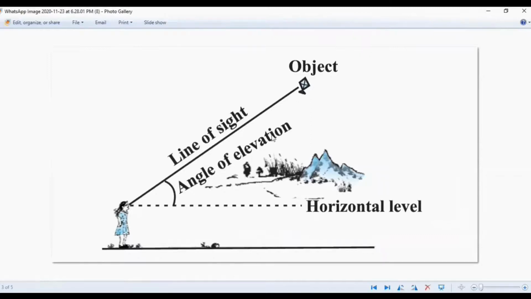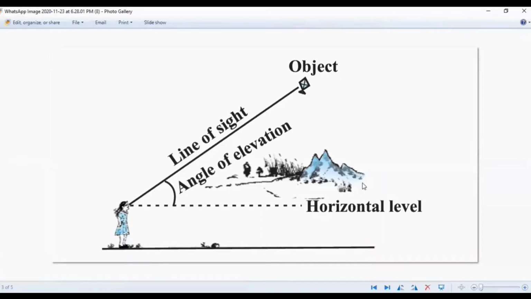An object may be a big one. That's why I called it a point on the object. Sometimes we may need to look at the peak point, the top point of the object. That's why I say the point on the object we are looking at. And the angle of elevation is the angle between the line of sight and the horizontal level.